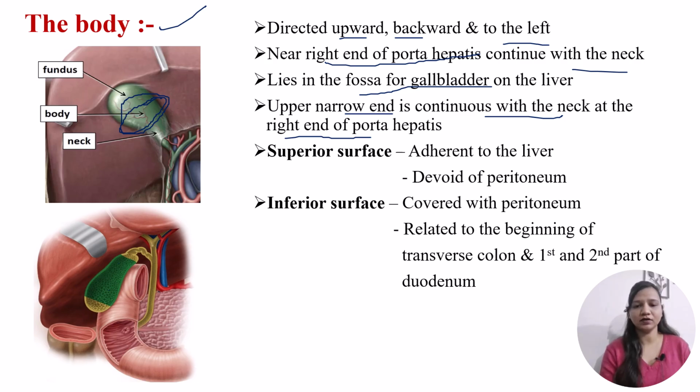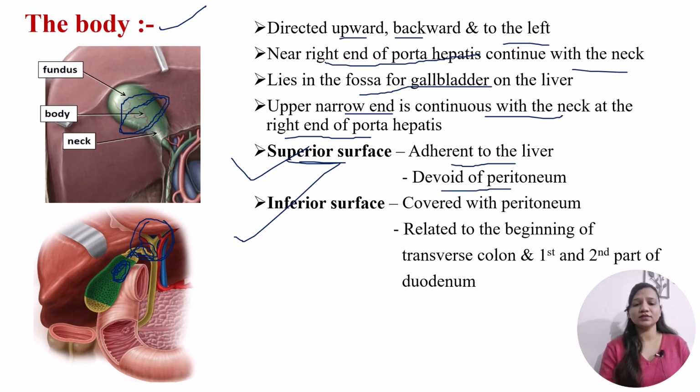The upper narrow end of the body is continuous with the neck of the gallbladder at the right end of the porta hepatis. Okay, now let's know what are the surfaces of this body. So it has two surfaces. First one is the superior surface and the inferior surface. So the superior surface is adherent to the liver and it is devoid of peritoneum.